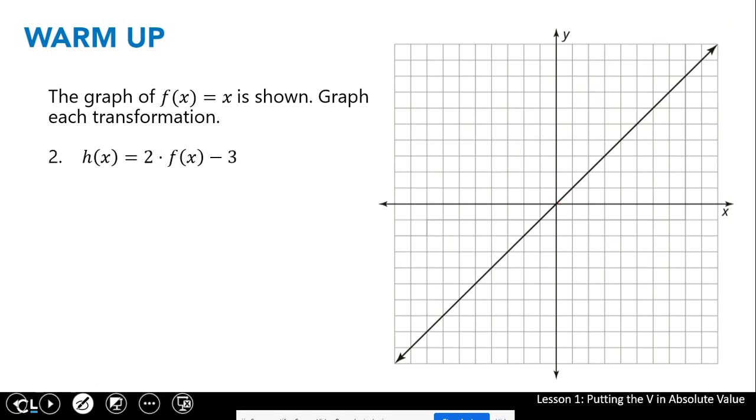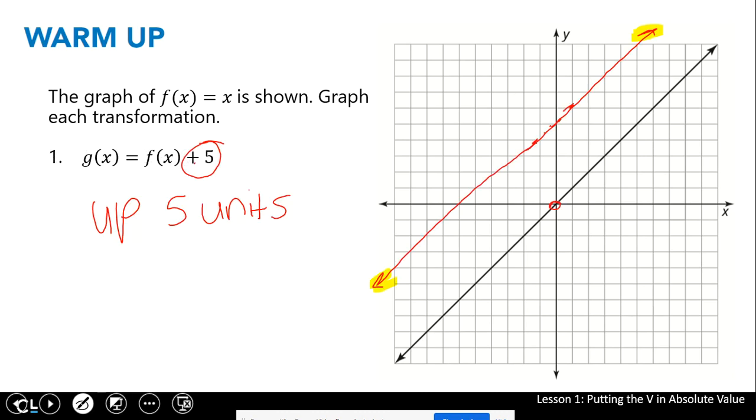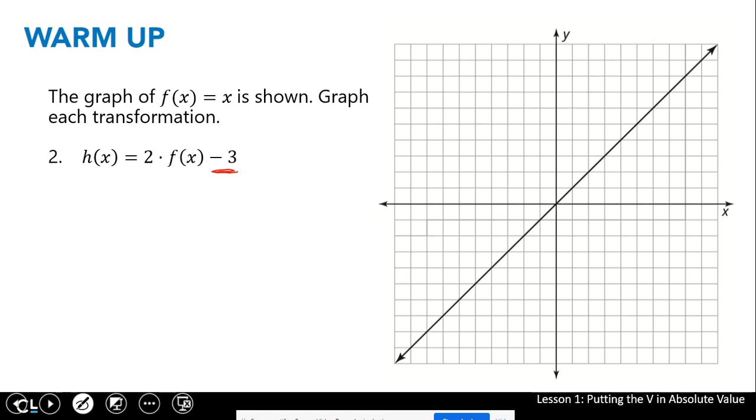All right, so let's now look at h of x. So we have this negative 3 over here. How this one went up 5, this one is going to go down 3. The negative is what makes it go down. If it's positive, it's going to go up, and if it's negative, it is going to go down.